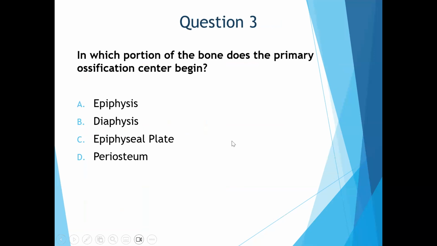All right, last review question for this lecture. Which portion of the bone does the primary ossification center begin? A, epiphysis, B, diaphysis, C, the epiphyseal plate, or D, the periosteum. Think back to when we were discussing our bone growth, our endochondral ossification.